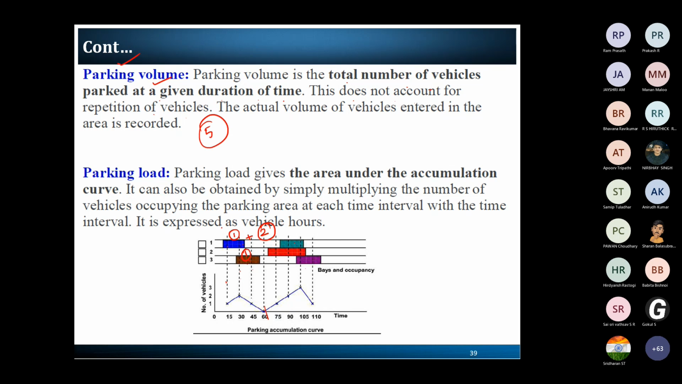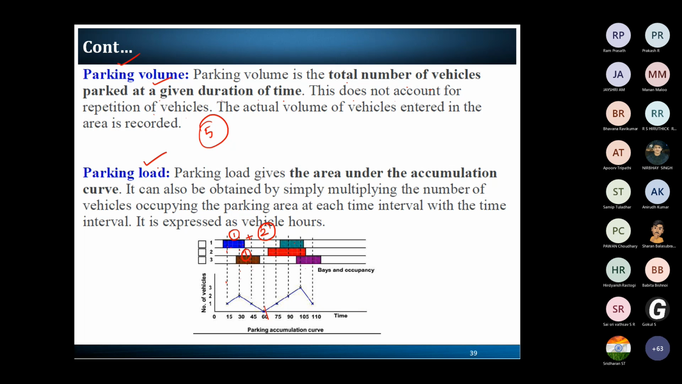So this is the way we can estimate the parking volume, which is nothing but the total number of vehicles parked in a given duration of time, maybe 1 hour or 2 hours. During that estimation, we cannot consider the repetitions of vehicles, in case you have divided your survey interval as 10 minutes or 15 minutes.